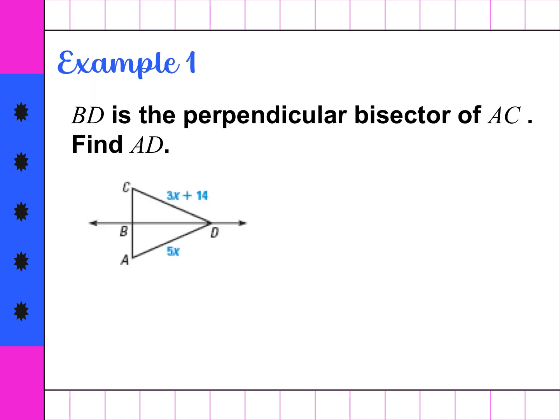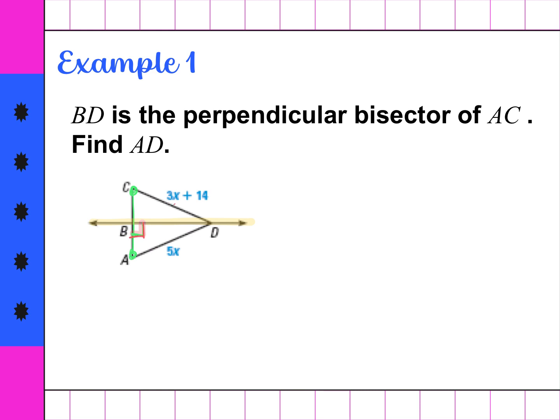So for example 1, you're given that BD is the perpendicular bisector of AC. So BD is the perpendicular bisector of AC. AC is the segment that was here before, and BD is the perpendicular bisector. So I already know if it's the perpendicular bisector, I know it hits the segment at 90 degrees.